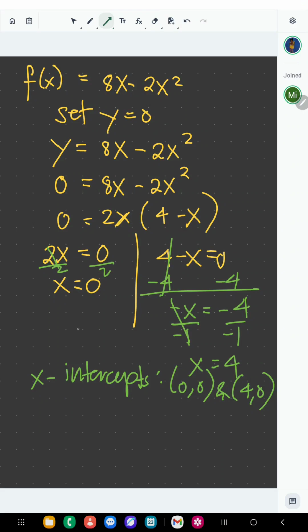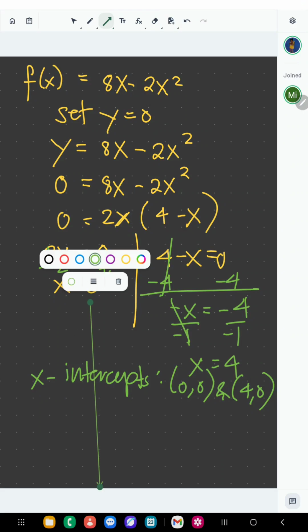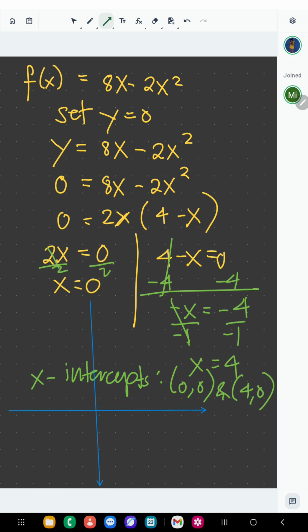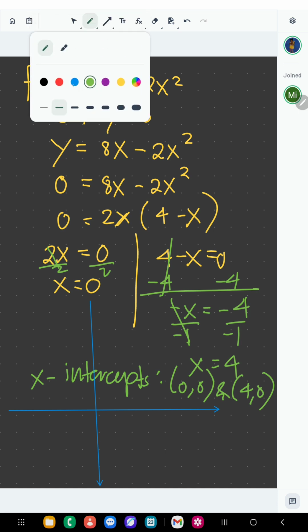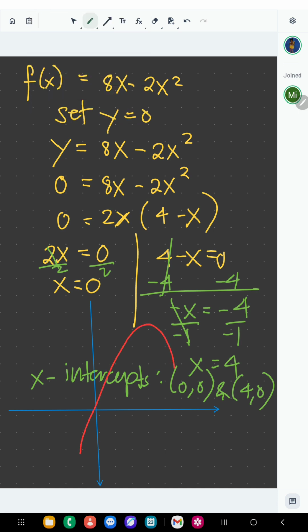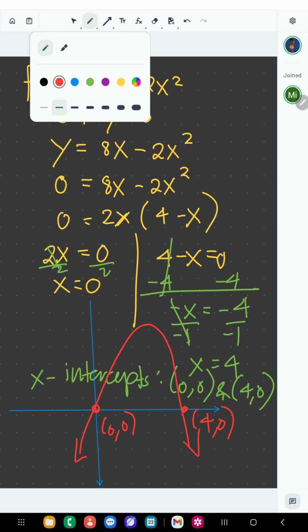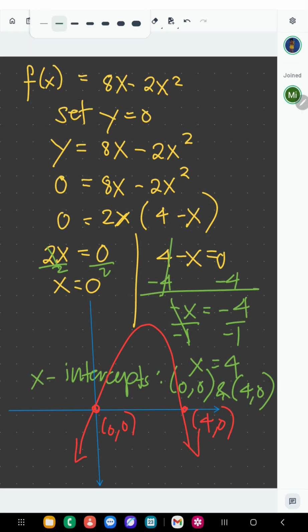y values. So if this is your graph, let me draw that in blue. Okay, so if this is the graph, yeah, the graph looks like this. So this is (0, 0), and then this is (4, 0). So you can locate that. Write down the equation of the axis of symmetry. Still remember the axis of symmetry?